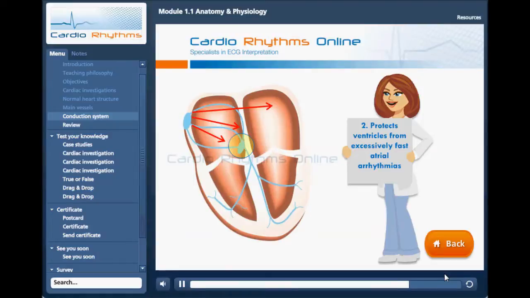And finally, number 3. In the event that the SA node fails, the AV node can also take over as a secondary or latent pacemaker, discharging at around 40 to 60 beats per minute. Click here to go back to the main slide.